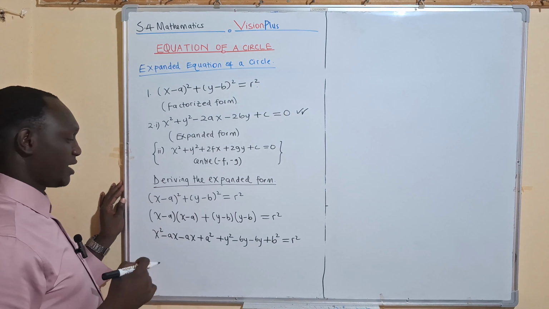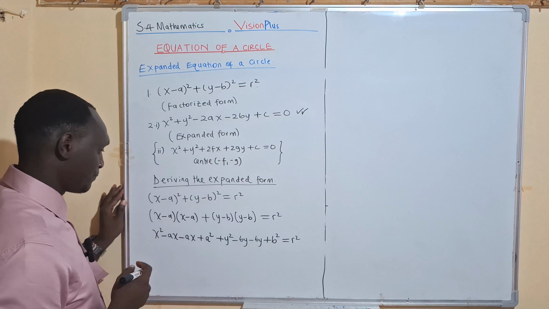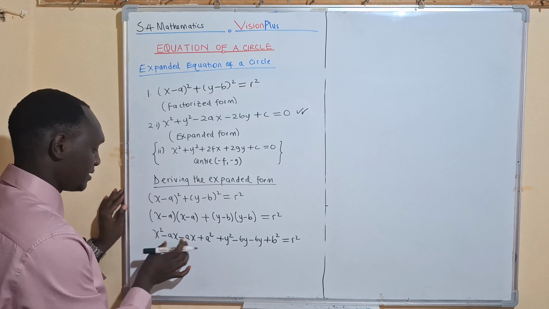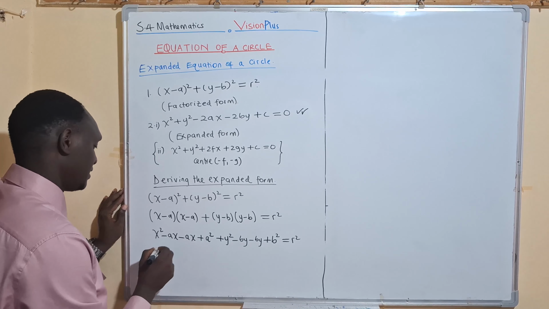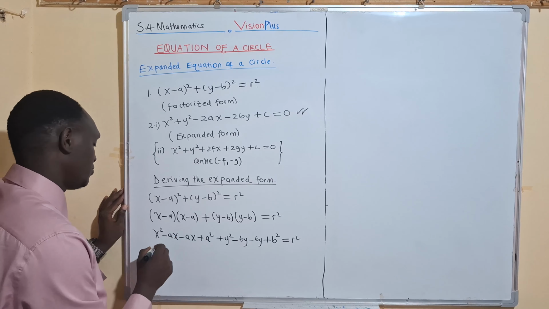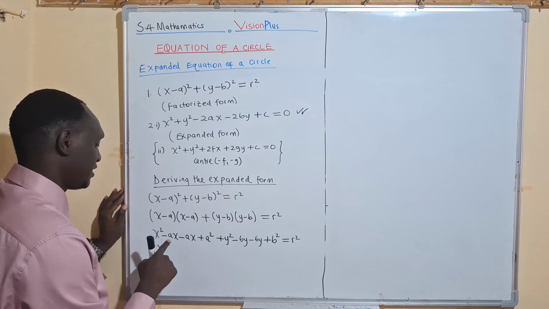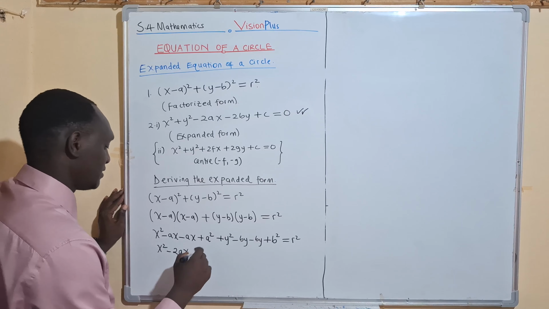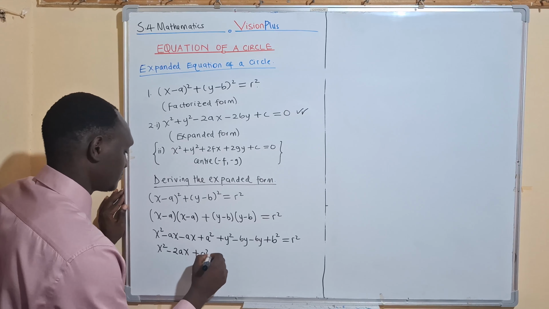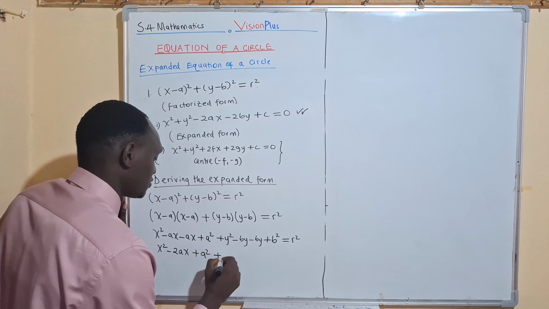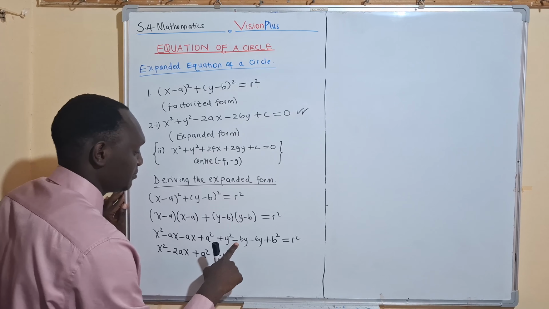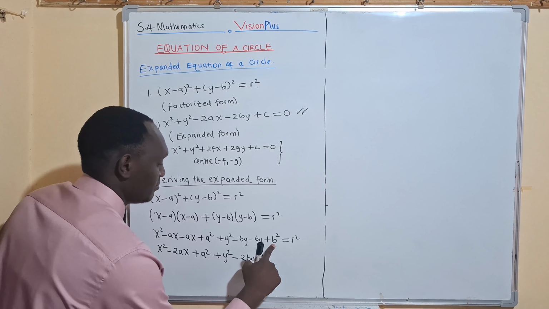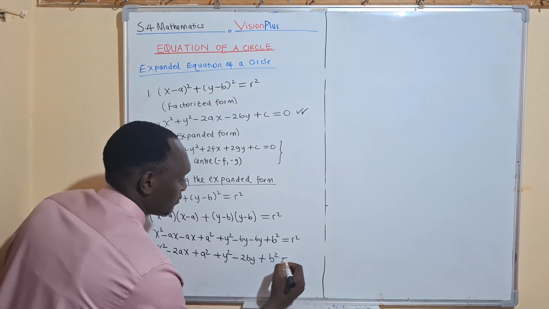Now we need to collect the like terms together. You can see clearly that we can combine these terms. -ax minus ax gives us -2ax. So I'm going to keep x². Then plus a², I keep it because it has no like term. Plus y² has no like term. -by minus by gives us -2by. Plus b² has no like term, then we equal to r².